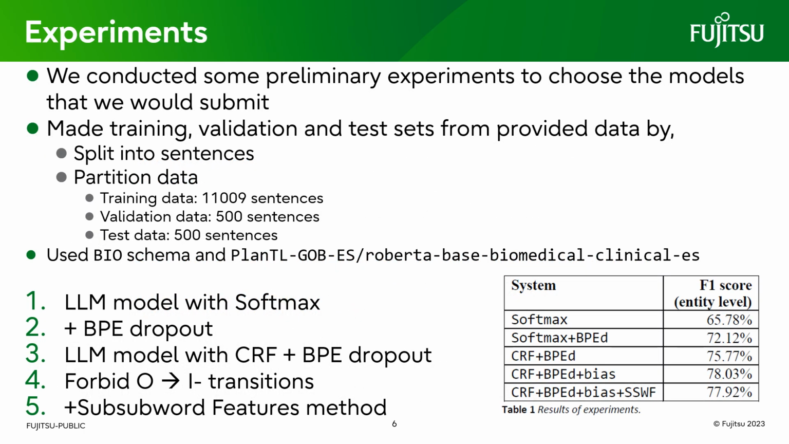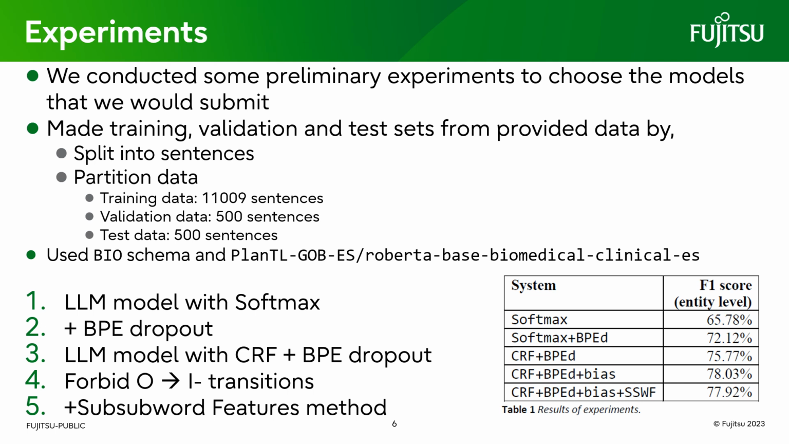We conducted a few experiments to choose the systems that we would submit to the challenge. Some of those experiments are shown in this slide. For our experiments, we made a training, validation, and test set from the provided data. We split the documents into sentences, and after partitioning the data, we had 11,000 sentences for training, 500 for validation and 500 for testing.